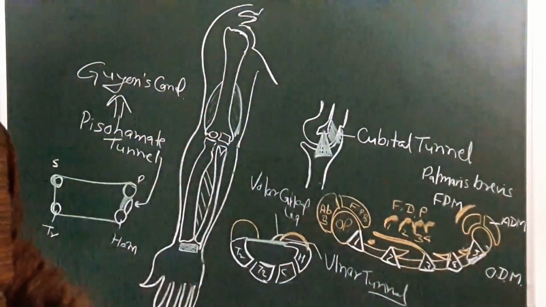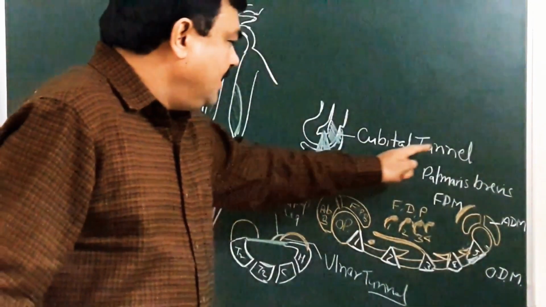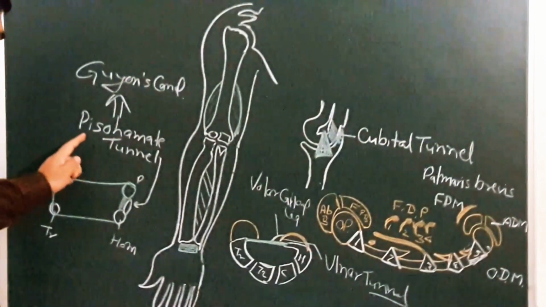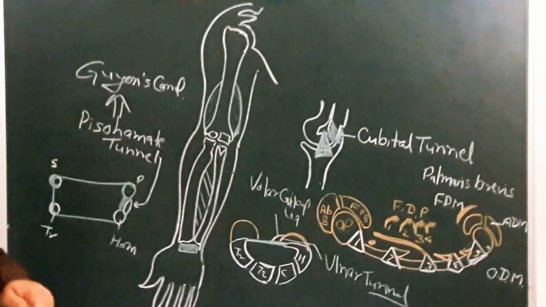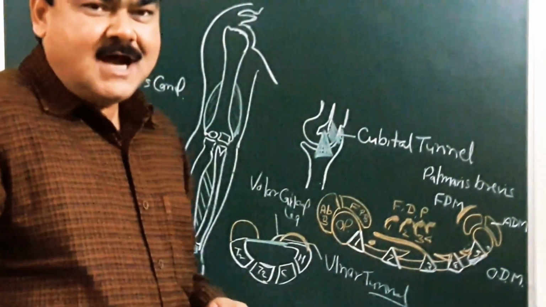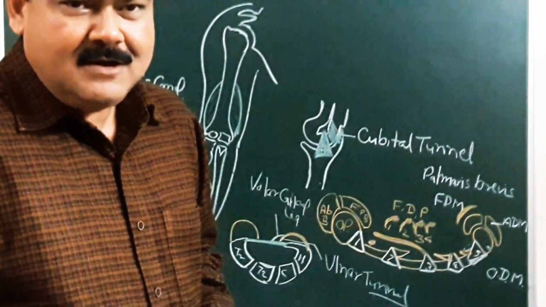So here you have seen the cubital tunnel, the ulnar tunnel, and the pisohamate tunnel. There are three tunnels you have seen. Now we will start the discussion about the ulnar nerve.